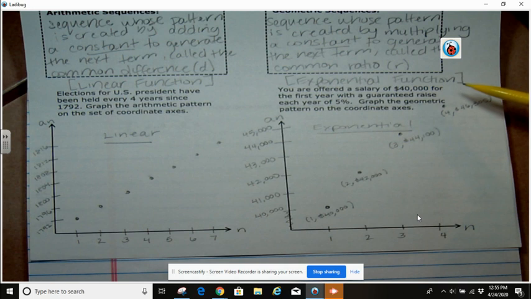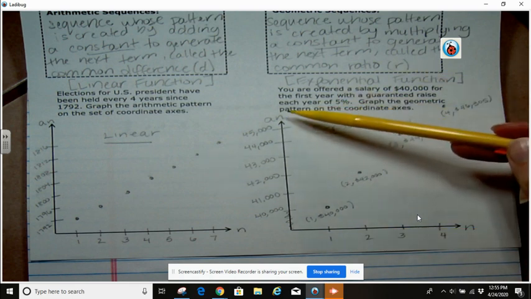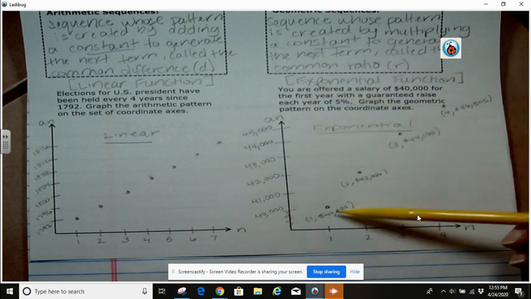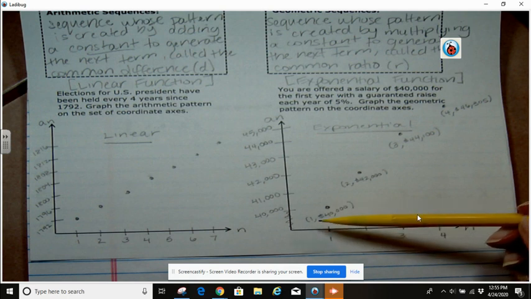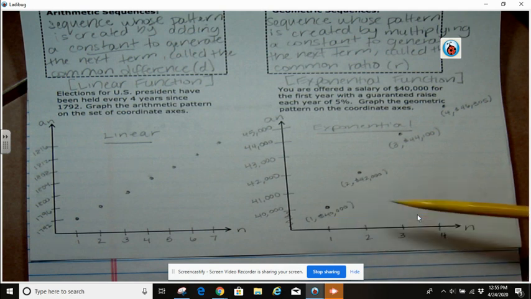Say you're offered a salary of $40,000 for your first year with a guaranteed raise each year of 5%. That is an example of a geometric pattern. Again, your x-axis will be n, which is just which term we're talking about, which will be positive integers, and a sub n could be anything. It's the actual value of each term. So if the first year you make $40,000, your first point would be 1 comma 40,000.